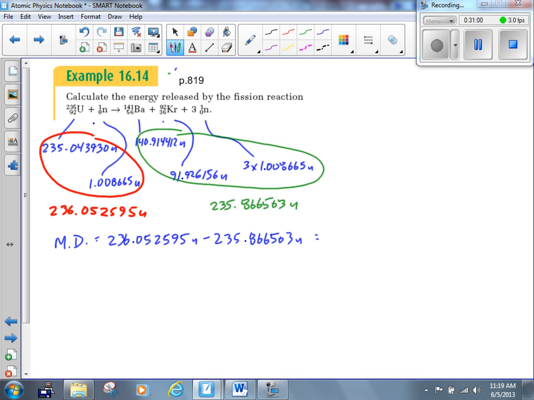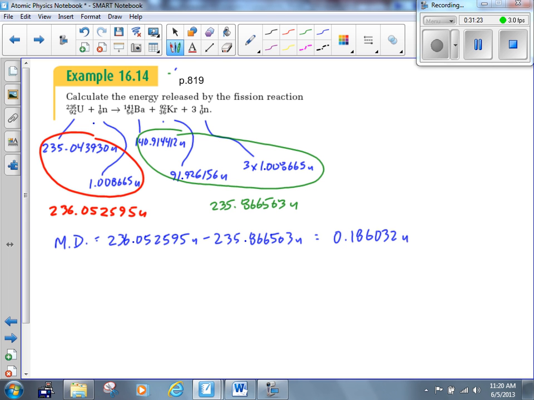Just like when we did elastic and inelastic collisions. If the kinetic energy final is bigger than the kinetic energy initial, you were wrong. Try it again. Do the subtraction here. This one works out to be 0.186032 atomic mass units.